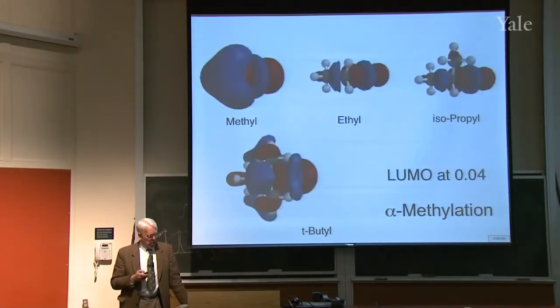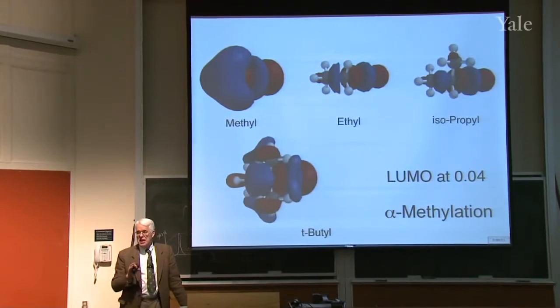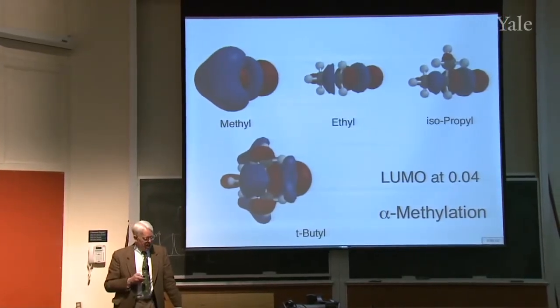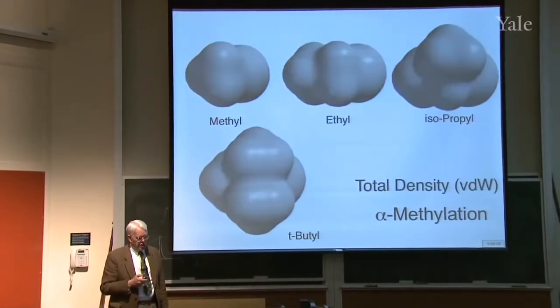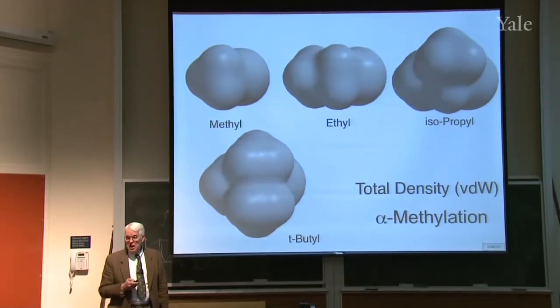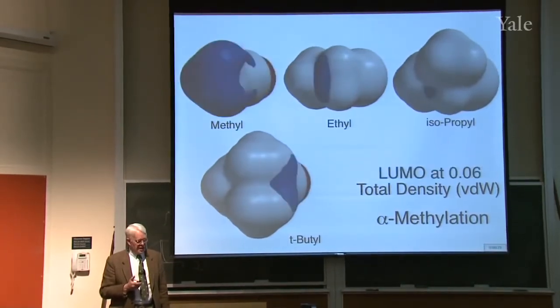Let's look at the LUMO. It looks pretty complicated. But the reason I put it up is not to look at that, but to look at that one orbital in the context of the total electron density. So there it is at 0.06 contour, and now I'll put the total electron density there and look through that to see how much we can see of that LUMO that we need to attack.